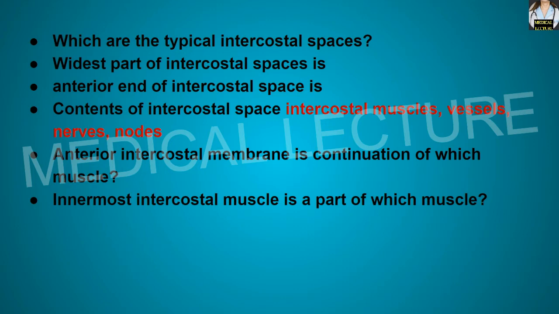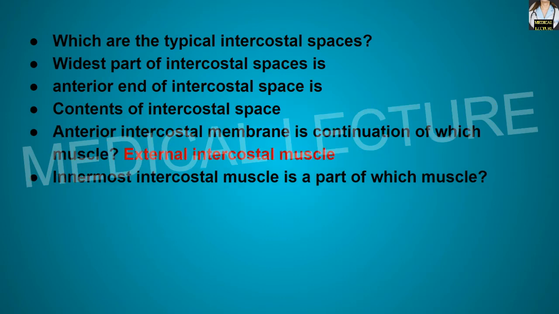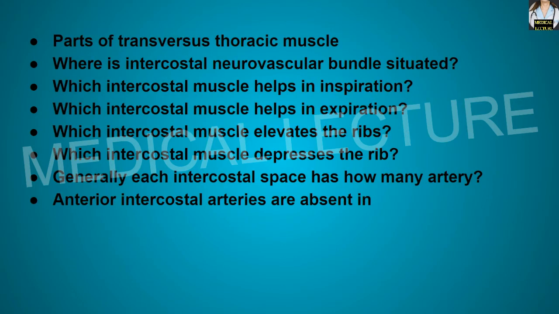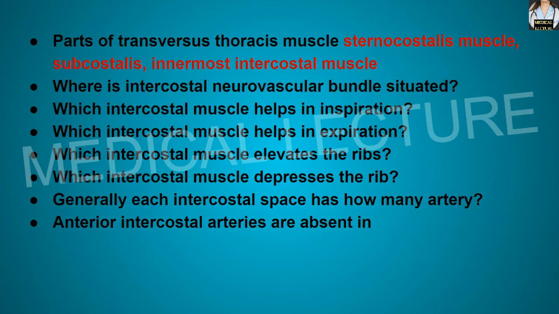The anterior intercostal membrane is a continuation of which muscle? The anterior intercostal membrane is a continuation of the external intercostal muscle. The innermost intercostal muscle is a part of which muscle? It is actually a part of the transversus thoracis muscle. Which are the parts of the transversus thoracis muscle? The sternocostalis, subcostalis and the innermost intercostal muscle are the parts of the transversus thoracis muscle.